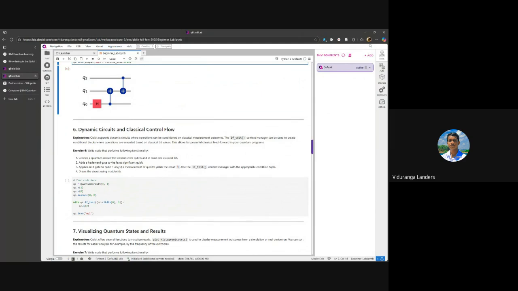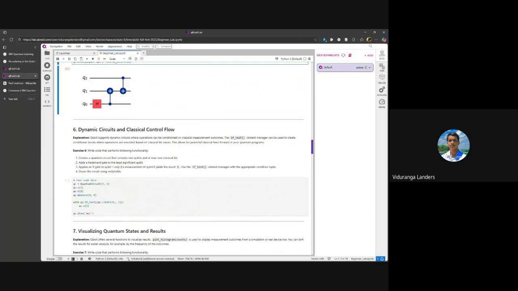So we talked about how fragile these quantum states are and how these quantum states collapse when we try to measure them. But there should be some way to do something in the middle of the circuit by measuring something, right?